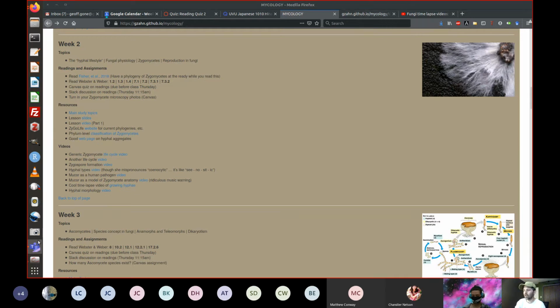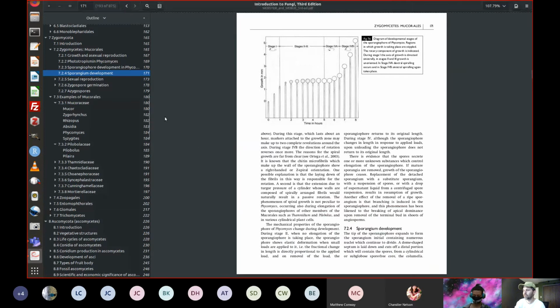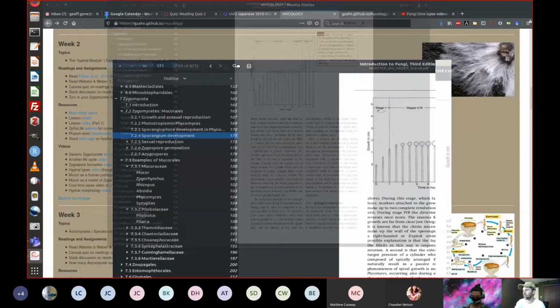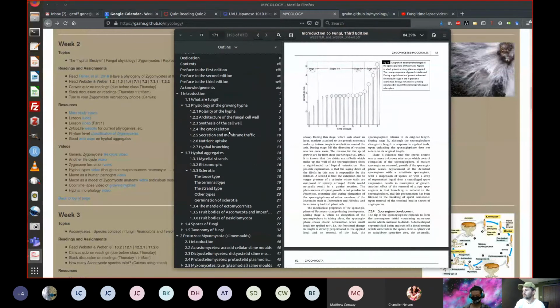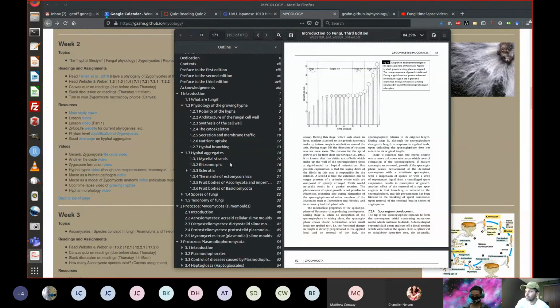Okay, from the chapter. Let's see, we had 1.2, 1.3, 1.4. We haven't really talked about the polarity of the hypha. What about cell wall stuff? Secretion, hyphal branching. We looked at the rhizomorphs and sclerotia and all that, but we haven't really discussed the physiology of growing hyphae very much. What do you have to say about that, or what do you think?